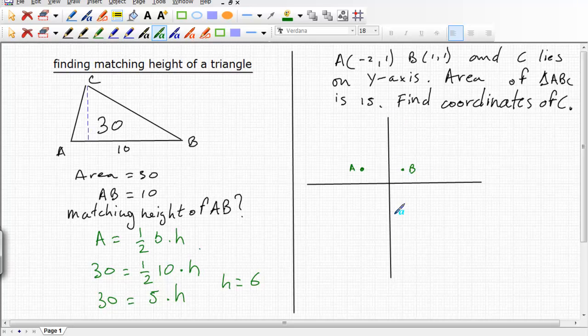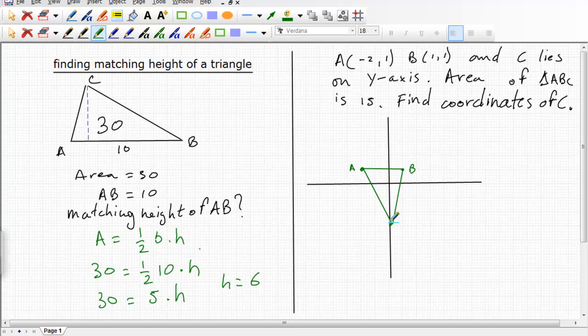And if I do, I can then inspect. For example, if I were to put it here, I can now inspect this triangle and calculate the area. Let me use straight lines here, like that. Calculate the area of that triangle, and if it is equal to 15, then we have found the right point C, which would be here. But of course we don't know that yet. So what do we do?